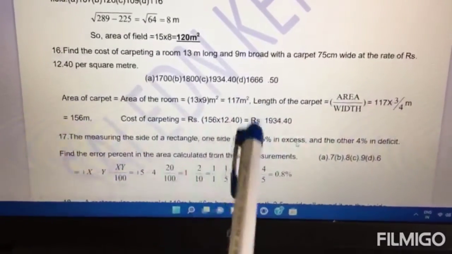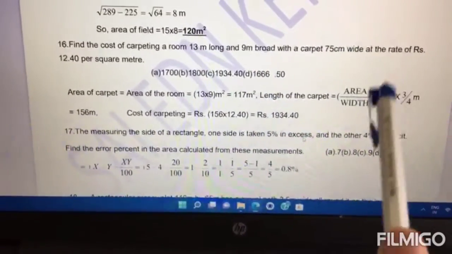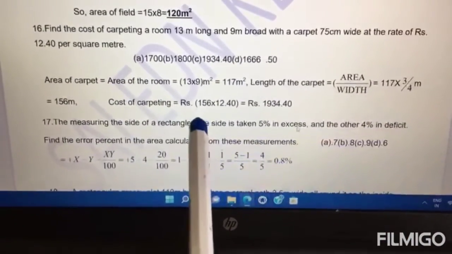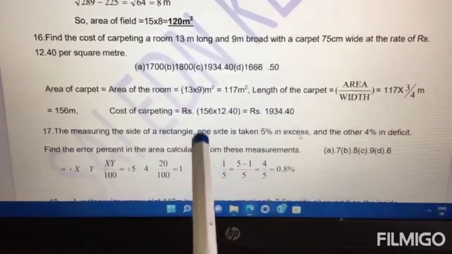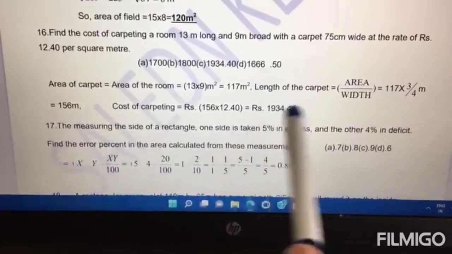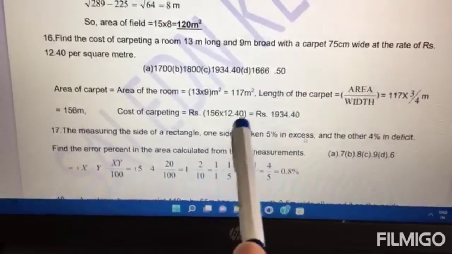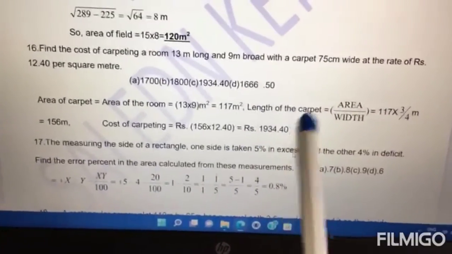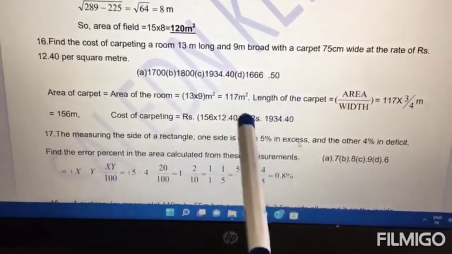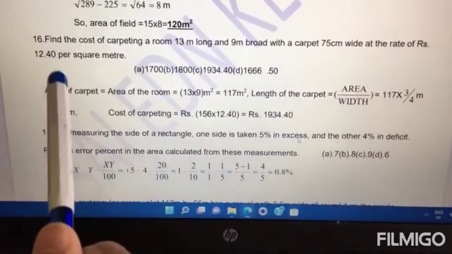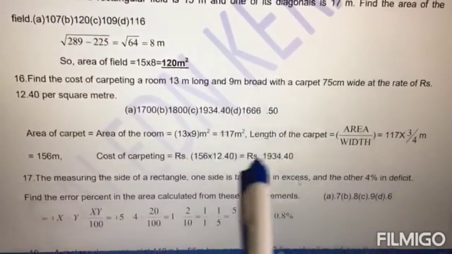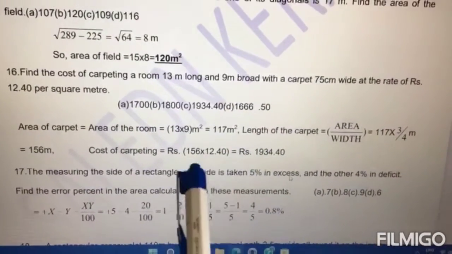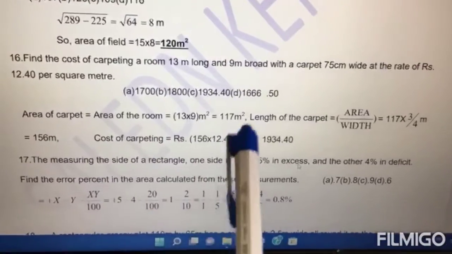So the cost of carpeting would be, this is wrong actually. It should be 117 into 12.40, because 117 is the area of the room and the cost of carpeting is 12.4 per square meter. So we should multiply 117 meter square, which is the area, into 12.4 rupees. 12 rupees 40 paise.